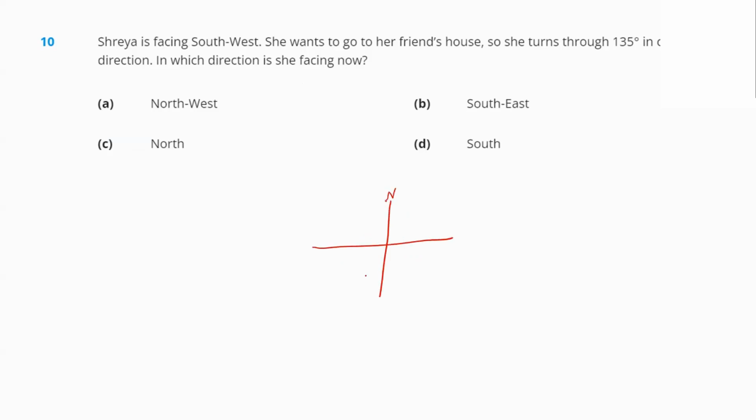This is north, this is south, this is east, this is west. And the direction is southwest, northeast, northwest, and this is southeast.